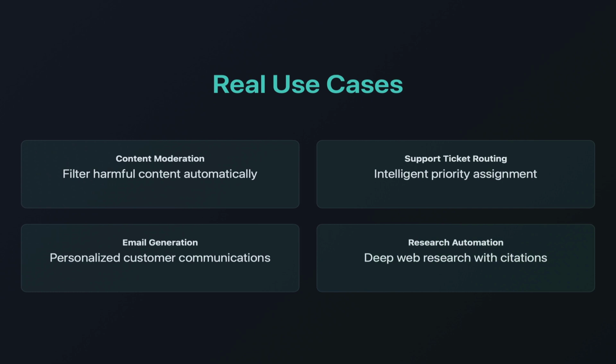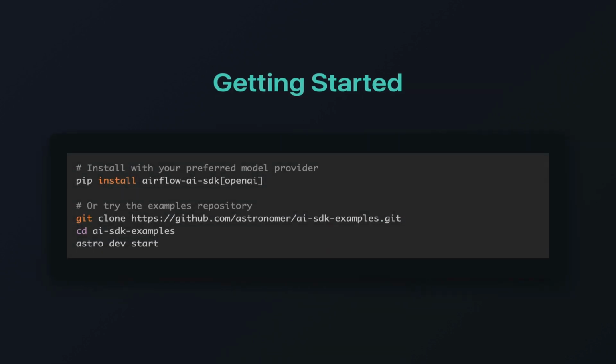So if you are ready to try it, getting started is super easy. Just pip install Airflow AI SDK with your preferred model provider. Or if you want to see it in action right away, clone our examples repository. It includes a complete Airflow environment with 5 ready-to-run AI pipelines. Just use the Astro CLI to spin it up locally.